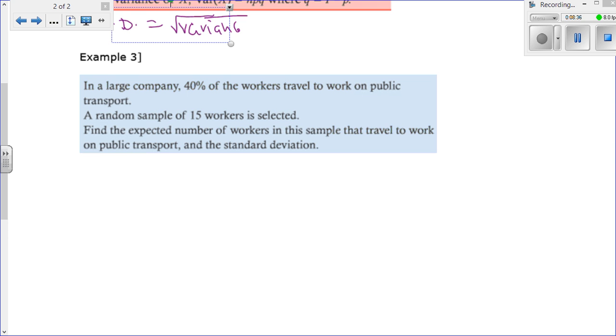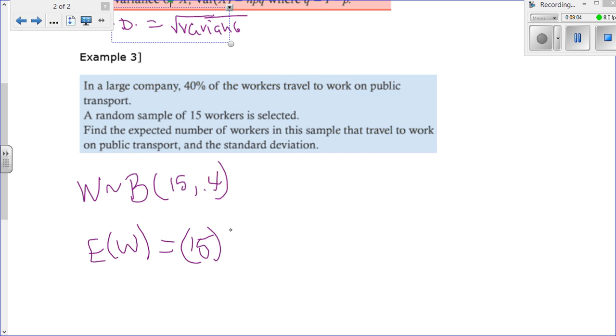Well, we'd have to find the expected value. So my workers are binomially distributed. We have 15 trials, and the probability is 0.4. So my expectation is going to simply be 15 times 0.4, which is 6.